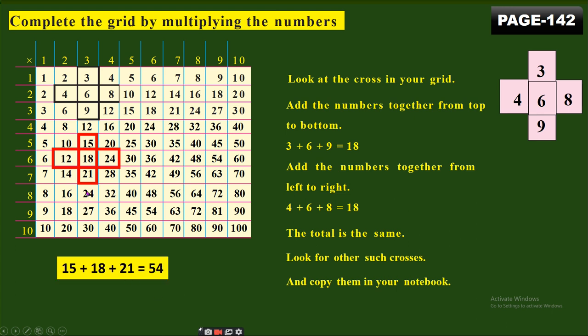15, 18, 21 and 12, 18, 24. So here 15, 18, 21, top to bottom, 15 plus 18 plus 21, we'll get 54, and here right to left, 12 plus 18 plus 24, 54.